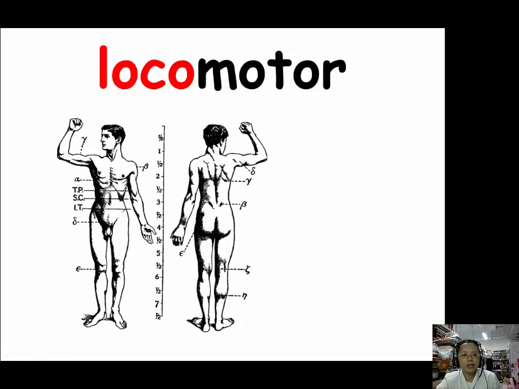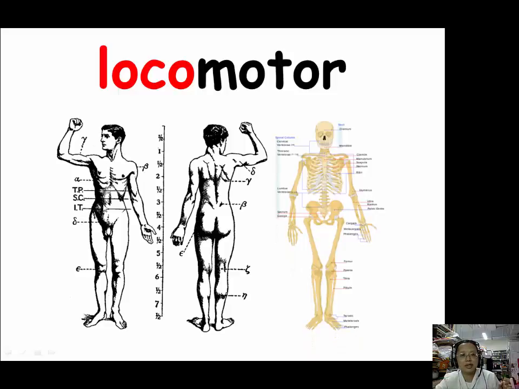Let's see our example. For loco, our example is locomotor. Locomotor means pertaining to or affecting the locomotor system. The latter part of the word, motor, means move. Place move. So locomotor is moving, like our locomotor system, including our muscles and our skeleton. They put together form our locomotor system.